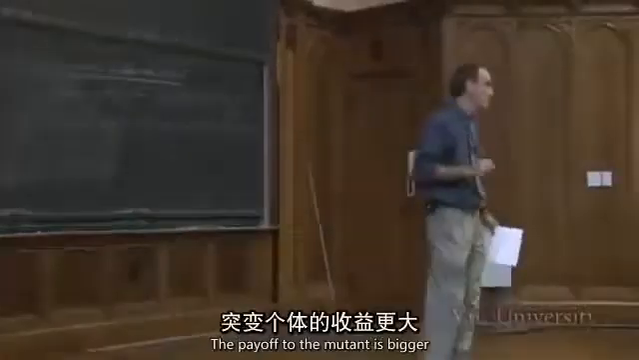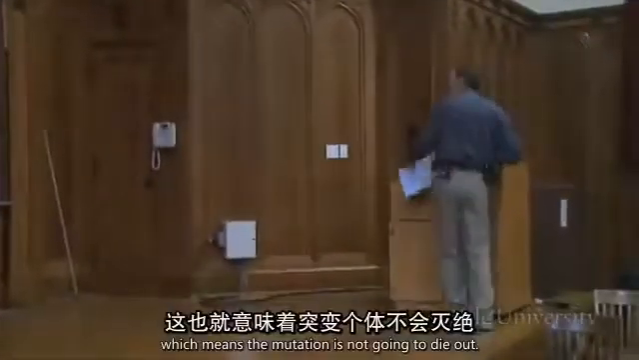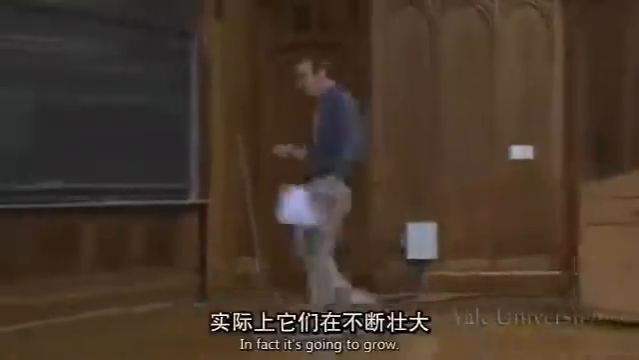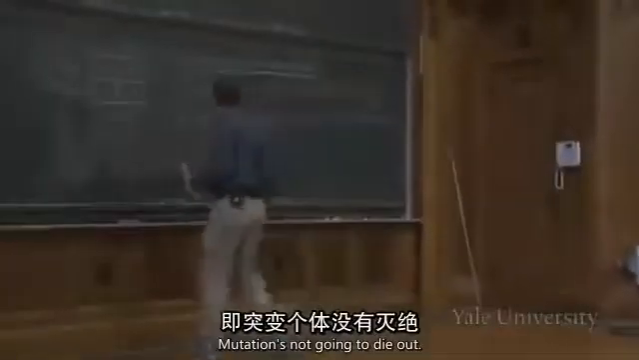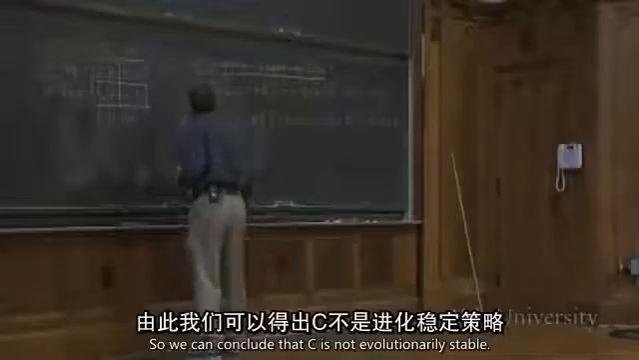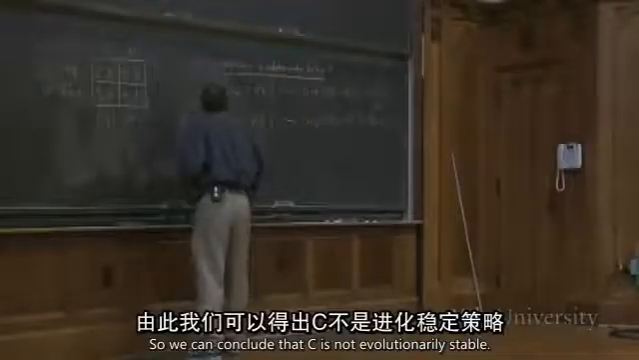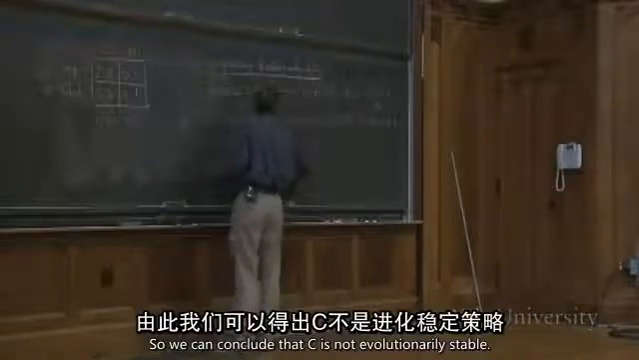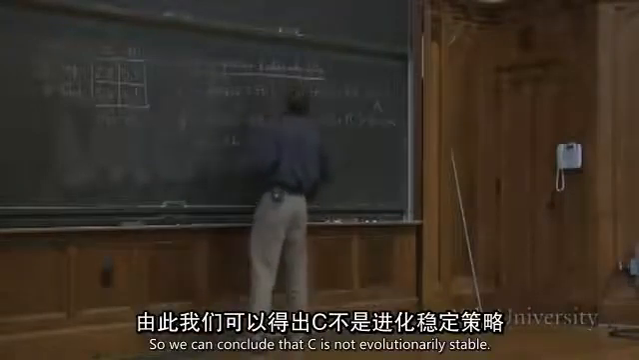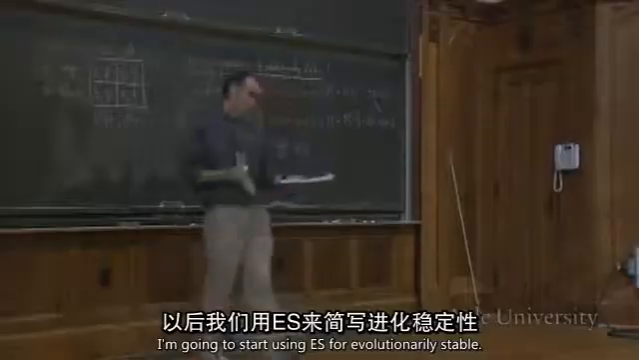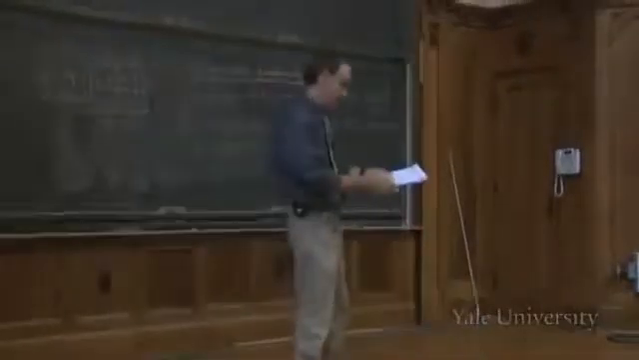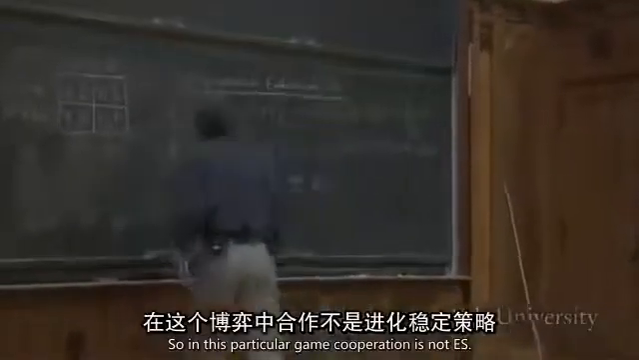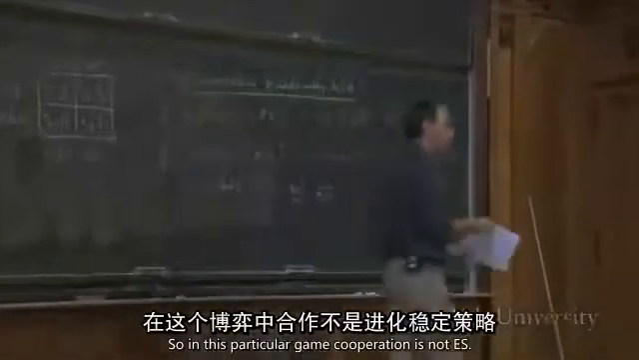Everyone happy with that? The payoff to the mutant is bigger? Which means the mutation is not going to die out. In fact, it's going to grow. So we can conclude that C is not evolutionarily stable. I'm going to start using ES for evolutionarily stable. All right, so in this particular game, cooperation is not evolutionarily stable.